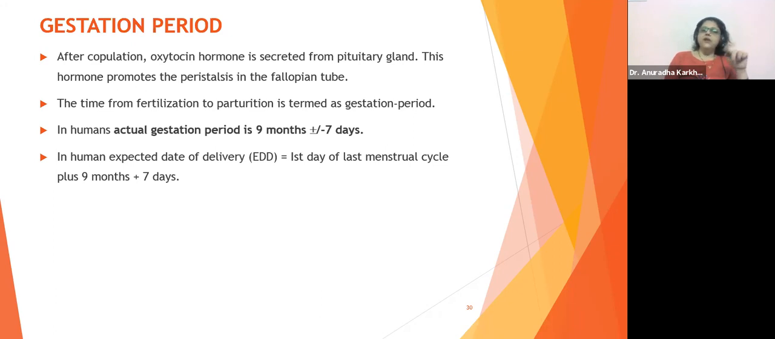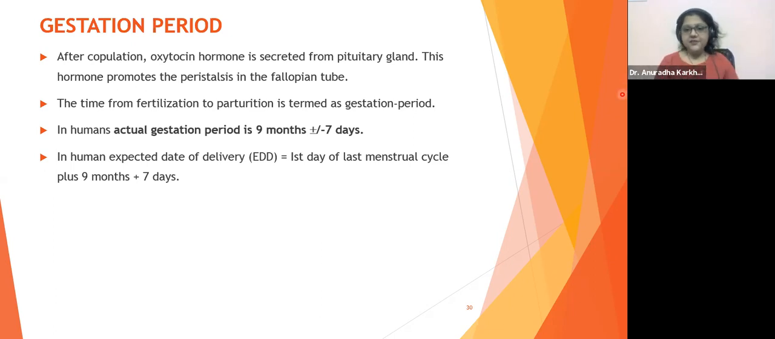The time from fertilization to parturition is termed as gestational period. So the time after the insemination, that is fertilization, up to the child delivery, birth of the child. Birth of the child is called parturition. Okay. This time period will be called the gestation period. In humans, actual gestation period is 9 months plus minus 7 days. Okay. In human, EDD, that is expected date of delivery, is calculated in the following way.